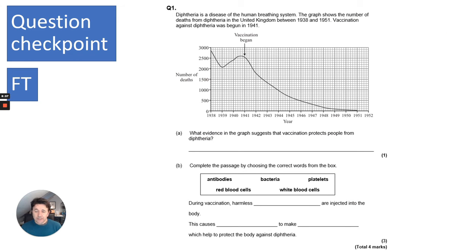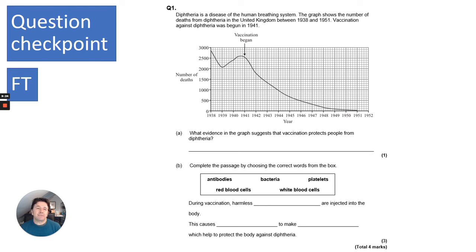Right. So let's go through a question checkpoint. So if you're new to these videos, what I ask you to do is to pause, read it and answer it, and then we'll go through the answers. So it's really useful for your exam technique to have a go at these questions. So here we go. So pause in 3, 2, 1. So this question is for foundation tier, but you can do it if you're in higher tier as well.